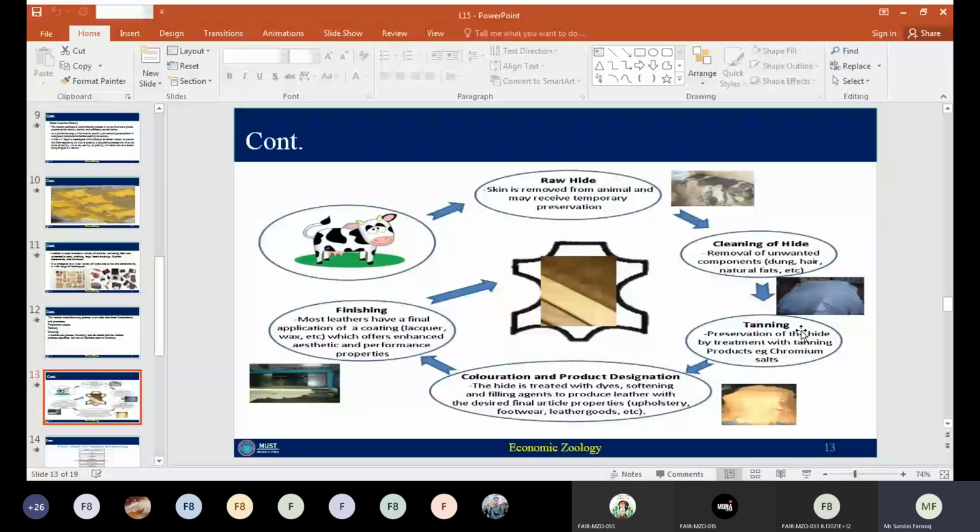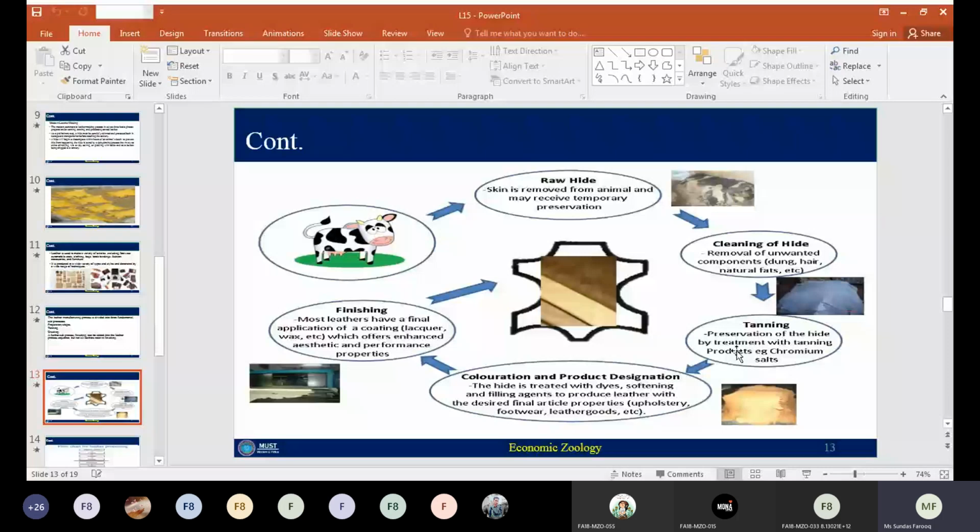And the next step involved in leather formation is coloration and product design. The hide is treated with different types of dyes, softening agents and filling agents to provide the leather with the desired final article properties, and different types of products like footwear, leather goods, handbags, and leather jackets are formed from this final product.